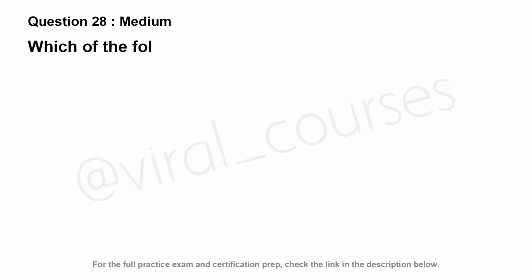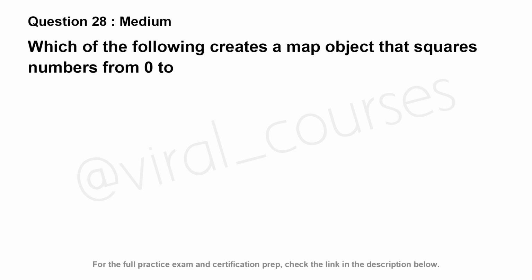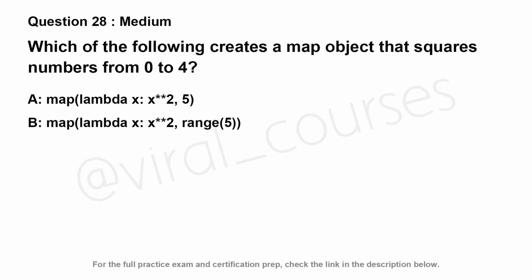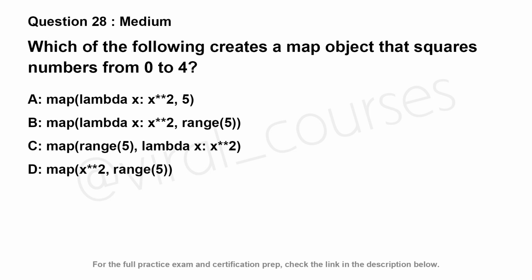Which of the following creates a map object that squares numbers from 0 to 4? Option A, map(lambda x: x**2, 5). Option B, map(lambda x: x**2, range(5)). Option C, map(range(5), lambda x: x**2). Option D, map(x**2, range(5)).